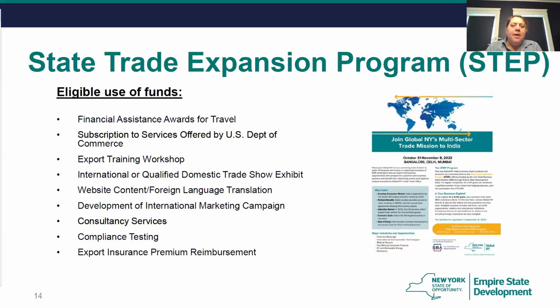Website content and foreign language translation is another category that is very popular. We actually have another webinar coming up at the end of this month on February 29th, where we have a website search engine optimization expert who will speak about how to design the website to make it more appealing to a foreign customer base. And again, that kind of work is reimbursable through the STEP grant program. Compliance testing, consultancy services around building export capacity and capabilities, and Ex-Im Bank's export insurance premium reimbursement are all eligible categories through the STEP grant program.